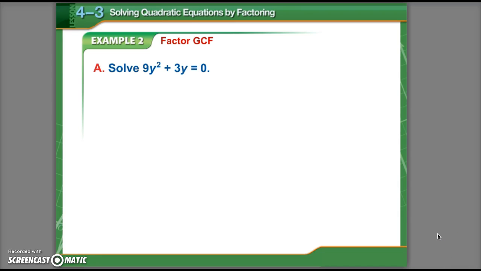So in this example, example 2, we are going to be factoring. We need to solve 9y squared plus 3y equals 0. And in order to solve that, we're going to need to find the greatest common factor.